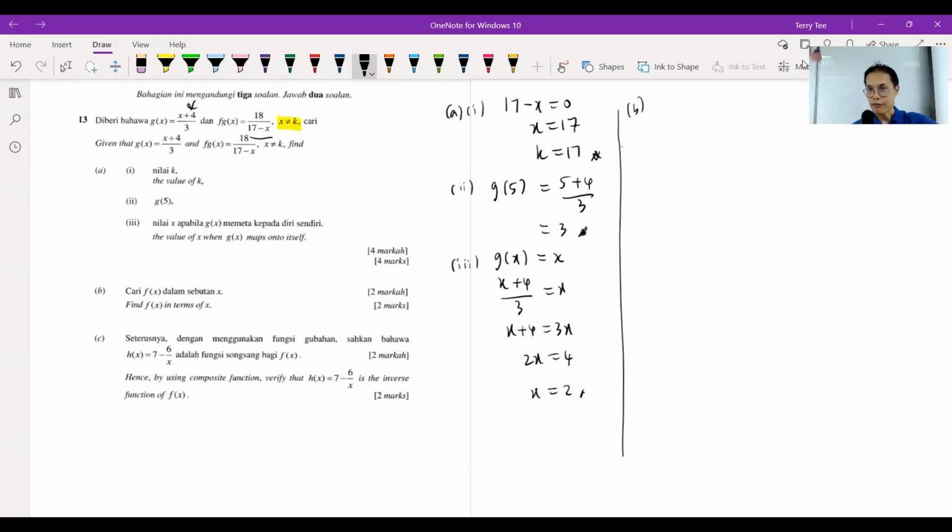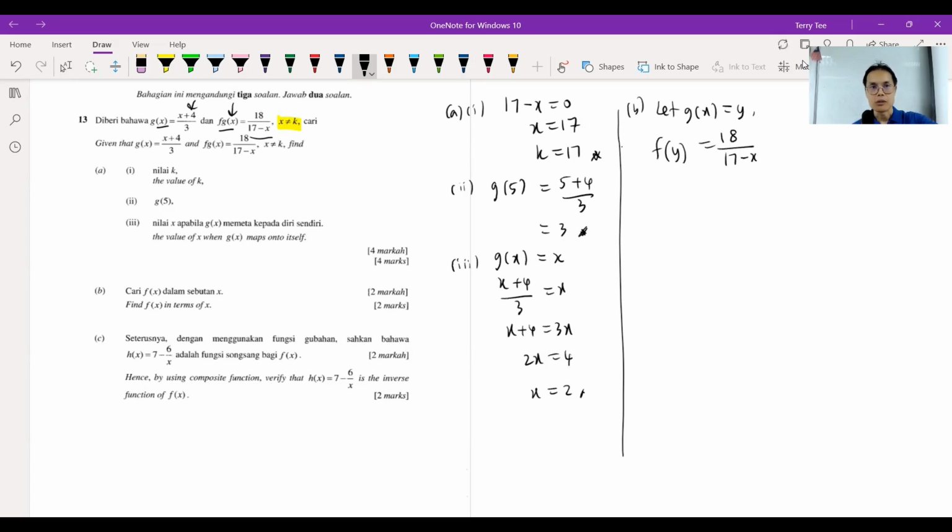B. Cari f(x) dalam sebutan x. So for my f(x), to find f(x) given fg(x) and g(x), we need to let the function g(x) become y. Biar g(x) equals y. Why y? Because I want to replace your g(x) here with y. So this is 18 divide 17 minus x.